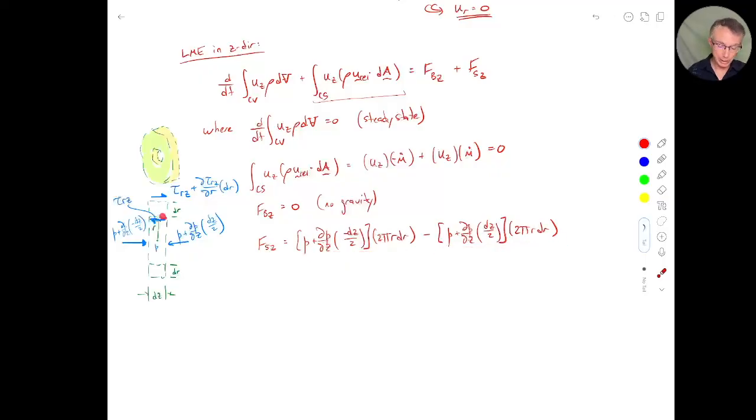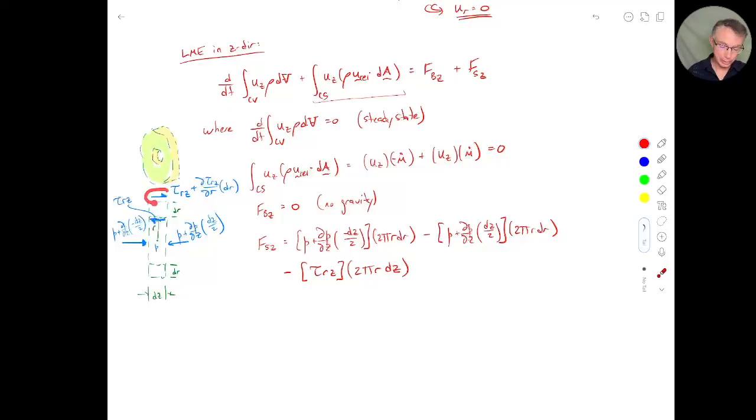Now we have to do the shear stress terms. So let me do the inner shear stress first. That one's acting in the minus z direction. So that's going to be a minus. That shear stress is just tau rz. And then the area that one's acting over is this inner orange area. So that's going to be 2 pi r times dz. 2 pi r is just the circumference, and dz is the distance down the length of the pipe.